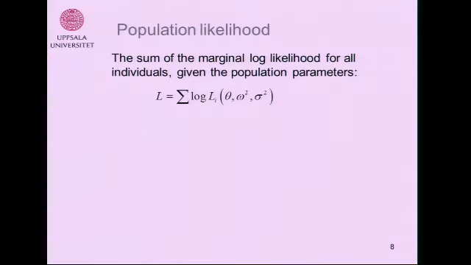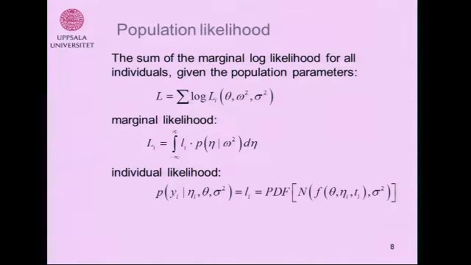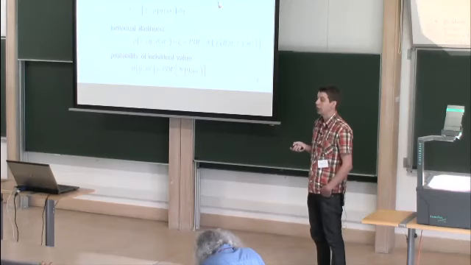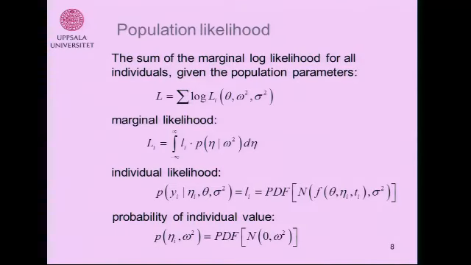So if we then look at the population likelihood, that's just the sum of the marginal log likelihoods for all individuals, given the population parameters. And the issue here is the marginal likelihood that we really can't calculate. So we have the marginal likelihood, that's the individual likelihood, so that's just a PDF of the individual with some variance coming from the residuals, and we have the probability of an individual value from this normal distribution around 0. So it's the PDF of that.